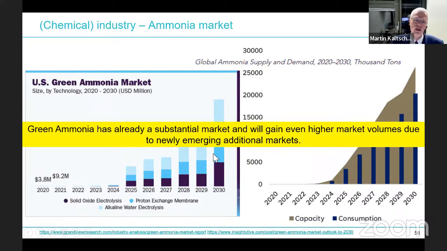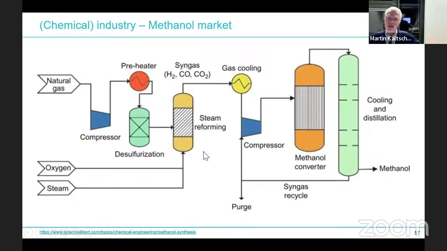When we talk about methanol, it's more or less the same story. Here we also use, for the time being, natural gas. And then we come up with a syngas or synthesis gas, and this is converted within a methanol converter into methanol, and this methanol is used.